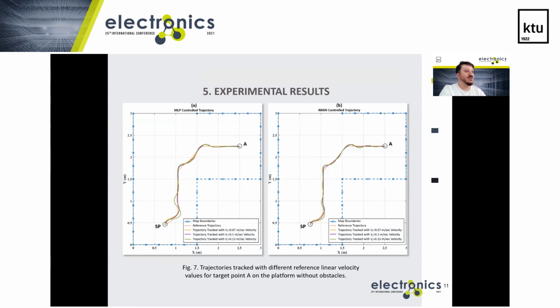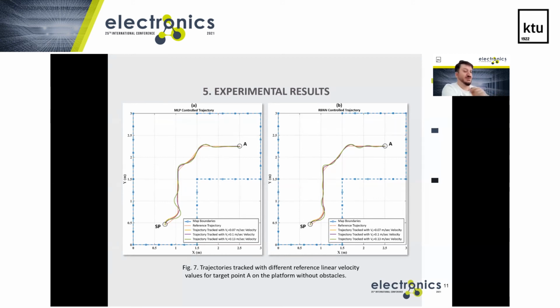In figure 7, we can see the trajectories tracked with the control gain parameters produced with MLP on the left-hand side, and on the right-hand side, predicted with RBNN, the radial-based neural network. In all figures, we can see the reference trajectory and map boundaries, first of all, as the blue line, and the trajectories tracked with different reference linear velocities. They are all in the same figure. And this is the map without obstacles for the target point A.